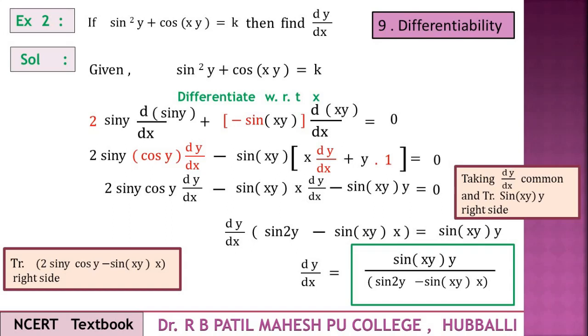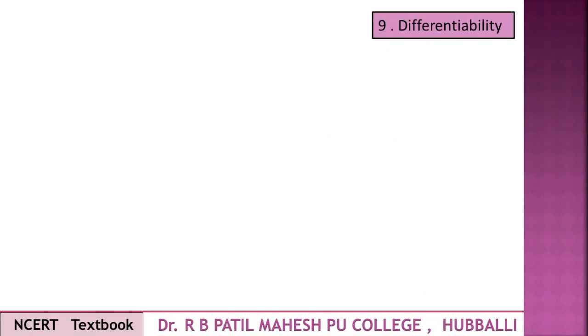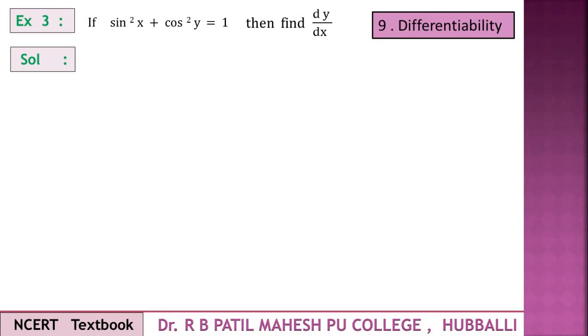Now let's go to the third example. If sin square x plus cos square y is equal to 1, then find dy by dx. So this is also an implicit equation. Given that sin square x plus cos square y is equal to 1, this is a very simple equation. Differentiate this equation directly with respect to the x variable.